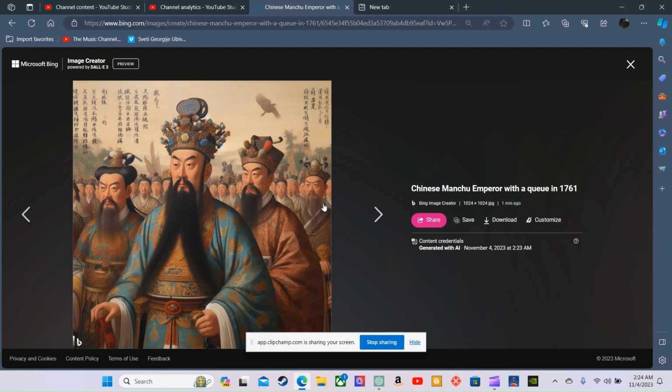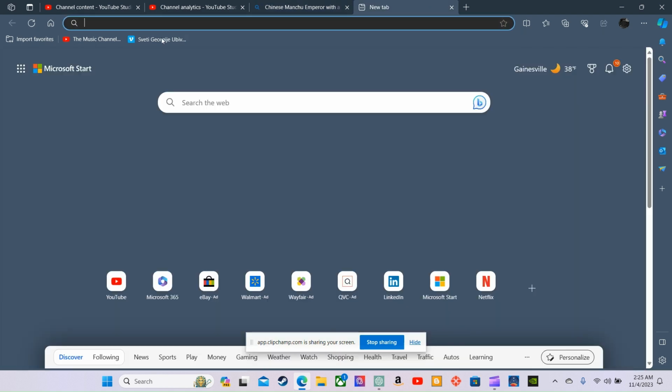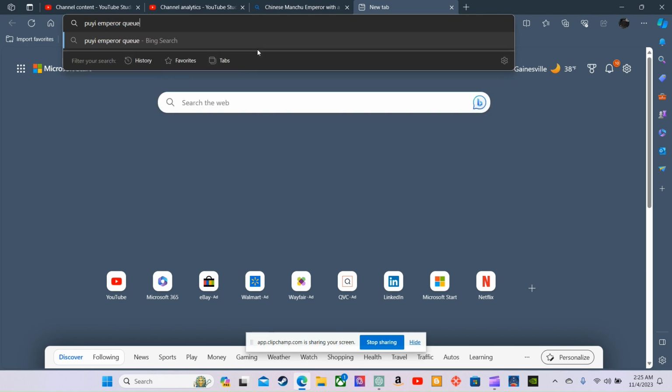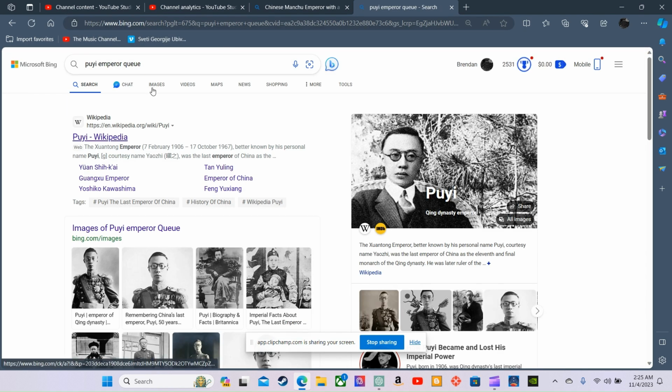But I highly doubt that, because Manchu emperors have photographs of themselves. Puyi, the end of the Manchu dynasty, was photographed with the traditional queue, I think. So it is really surprising to me that the AI is not able to look up this imagery.